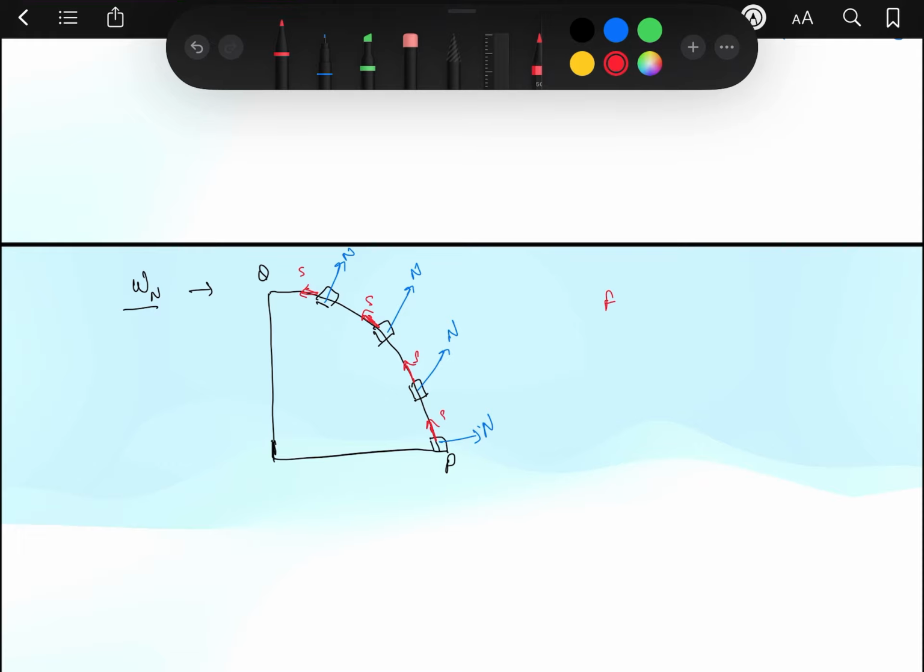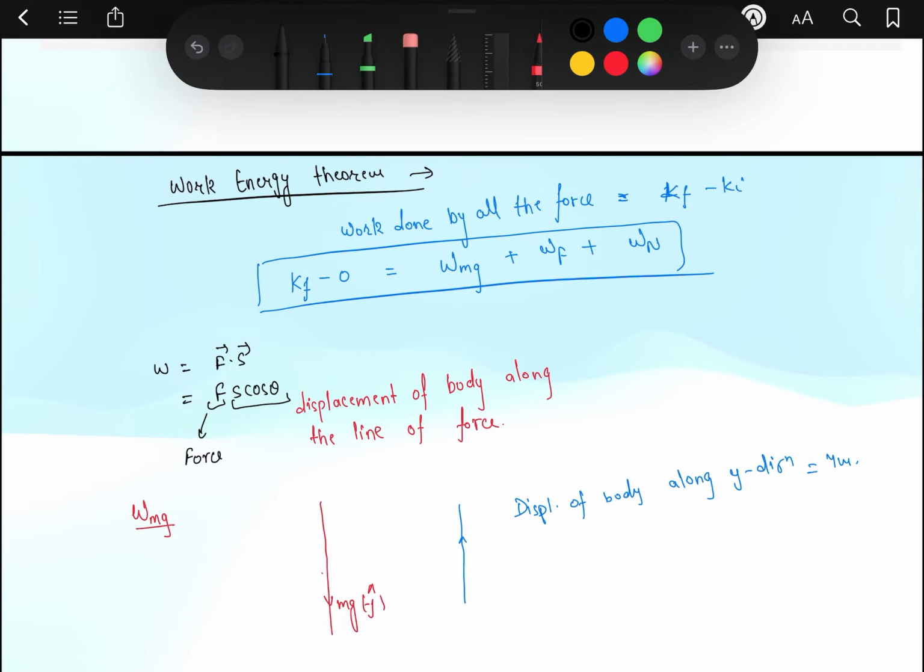Since work done we have defined as F S cos theta, this cos theta is what? The cos of angle between this force and displacement. So this angle is 90 degrees, so our work done will be equal to 0. So work done by normal is 0. So this is our third equation. Let me put all these values in the work energy theorem equation that we have calculated earlier.